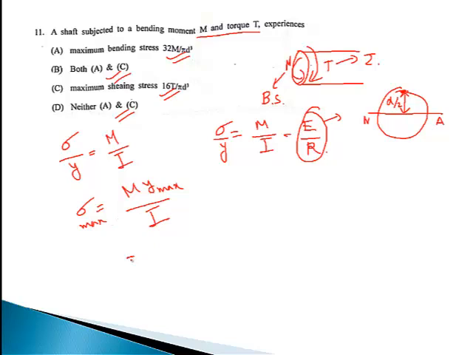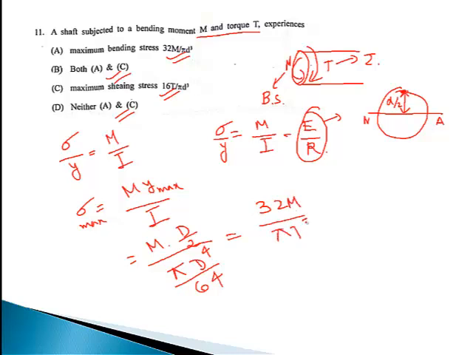So just put the formula: M will be M, y will be diameter by 2, and I will be pi d to the fourth by 64; you have to know the basic formula. This is the moment of inertia for a circular section. So if you calculate, you will get 32 M by pi d cube. So I am getting this one, so it's correct, but whether the maximum shear stress is this value or not, let's check.